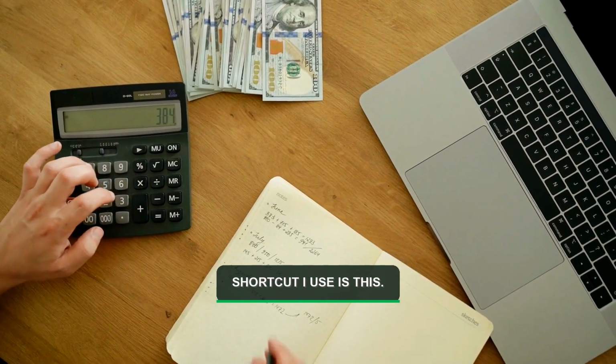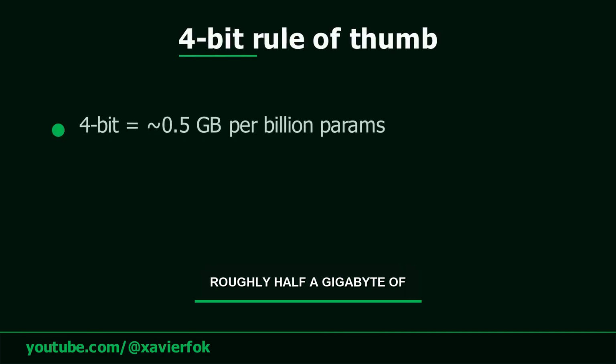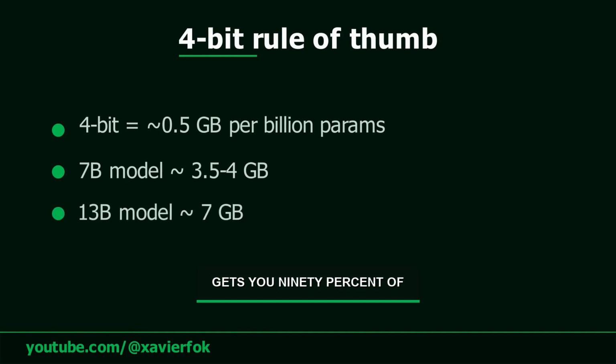The quick mental shortcut I use is this. A 4-bit model takes roughly half a gigabyte of VRAM per billion parameters. So 7 billion is about 3.5 to 4. 13 billion is about 7. That one rule of thumb gets you 90% of the way.